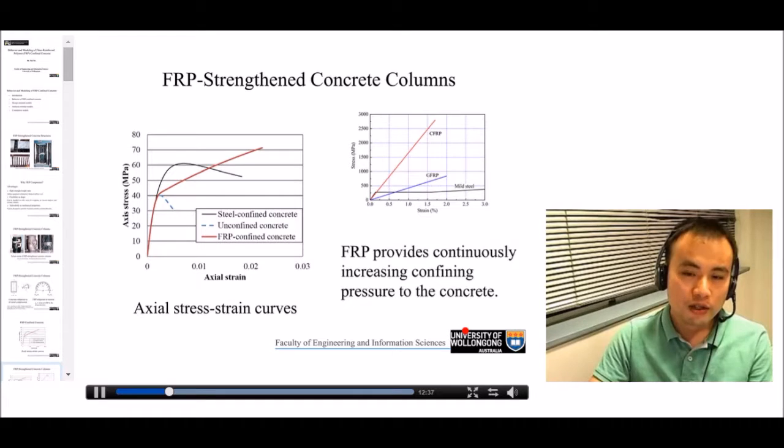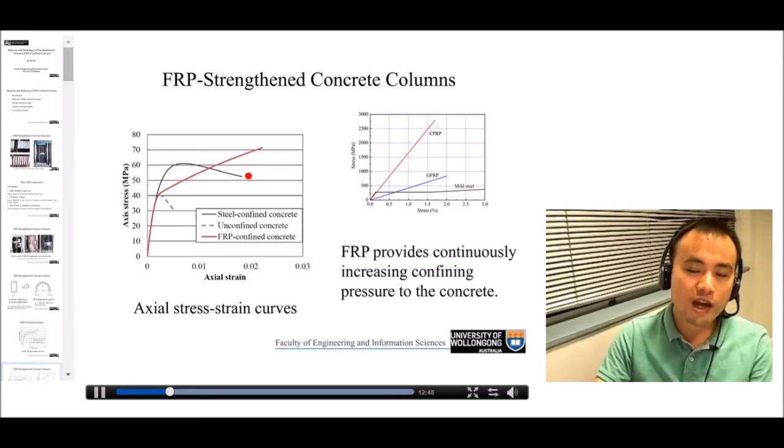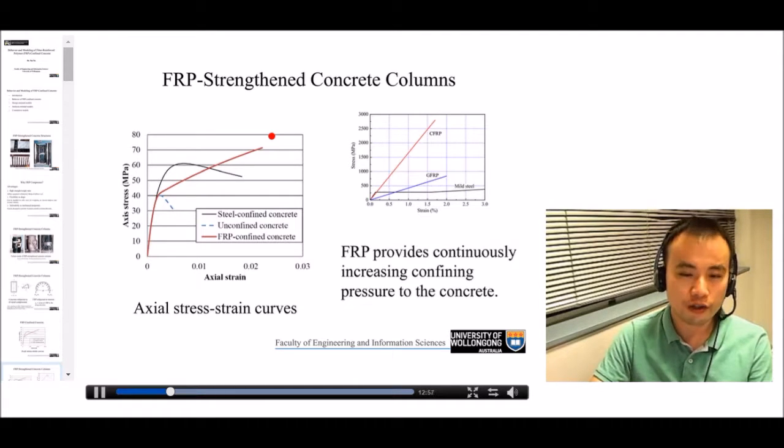It's because the confining material, steel and FRP, have quite different material properties. For steel-confined concrete, when the steel is under hoop tension, it very quickly reaches yielding. And after the yielding of steel, it provides a constant confining pressure to concrete.